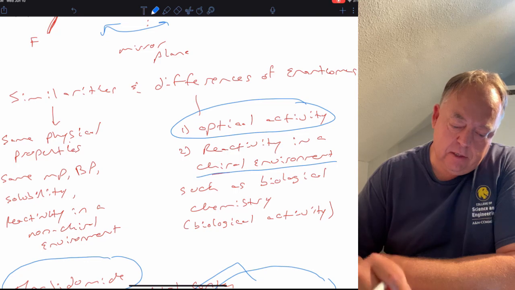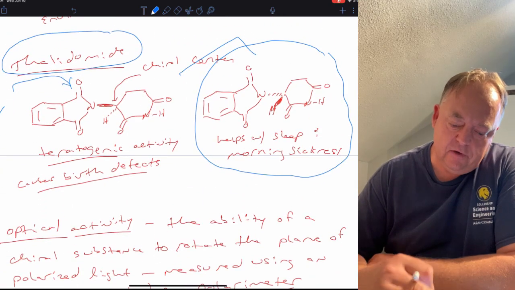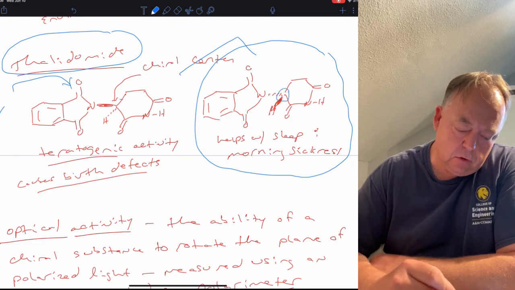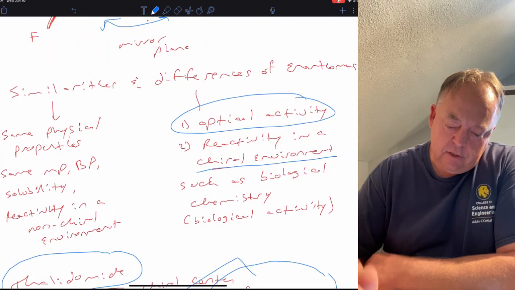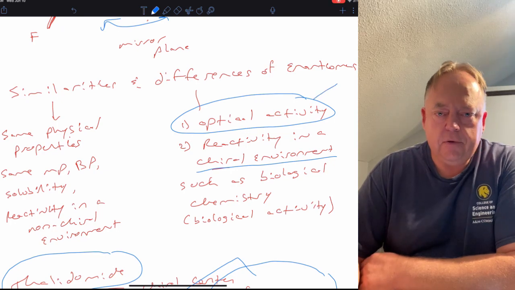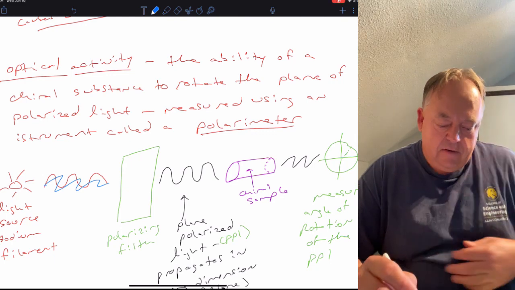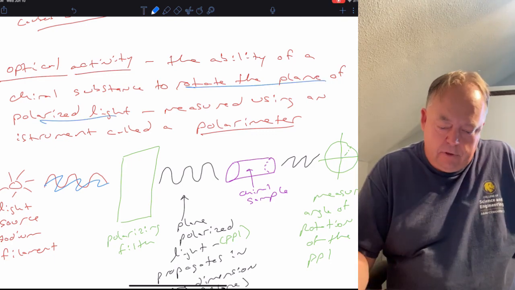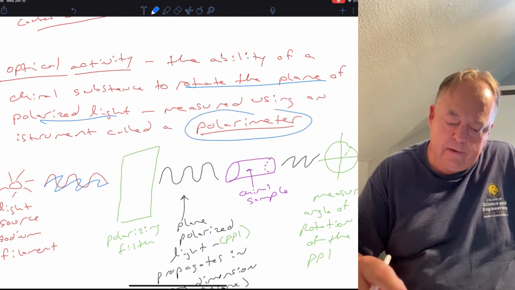one difference between enantiomers is their biological activity. This is a classic example of differences in biological activity, and the only difference is the stereochemical arrangement around that one chiral carbon, but huge effect physiologically. And the only other difference in enantiomers is what's known as optical activity. So what is optical activity? It's the ability of the chiral substance to rotate the plane of polarized light. And you measure the substance's optical activity using an instrument called a polarimeter.